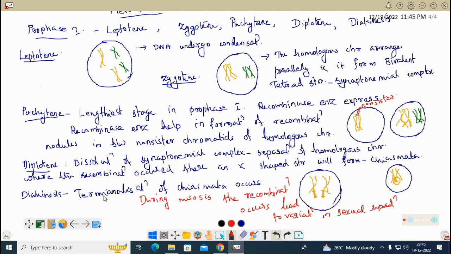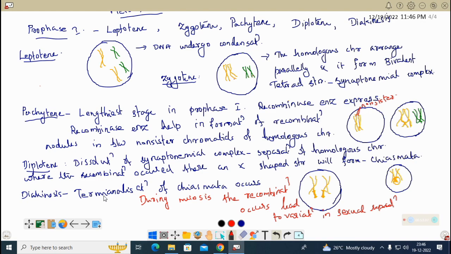In terminalization of the chiasmata, the X-shaped structure breaks at that region, and genetic exchange occurs between the non-sister chromatids of the homologous chromosomes. When terminalization is occurring, prophase 1 is being completed. When prophase 1 is ending, the nuclear membrane disintegrates, the nucleolus disappears, and the cell organelles disappear. The chromosomes are completely condensed, and the spindle apparatus is formed.